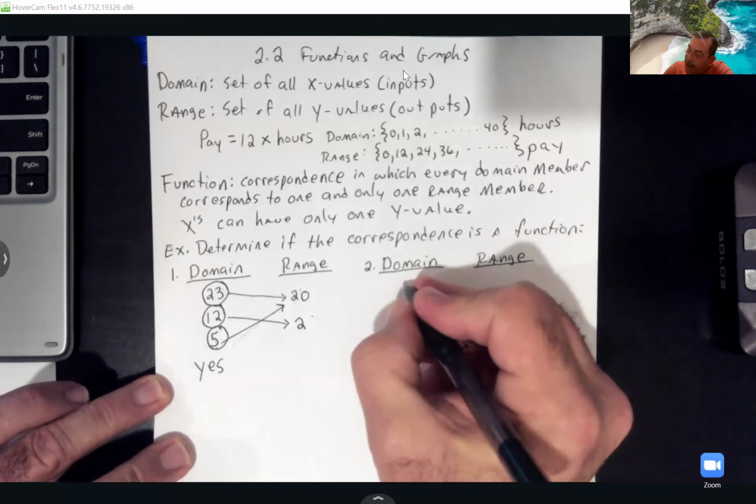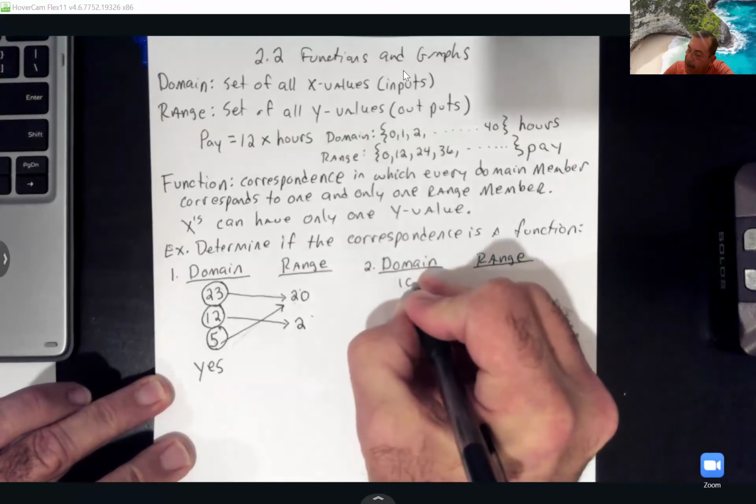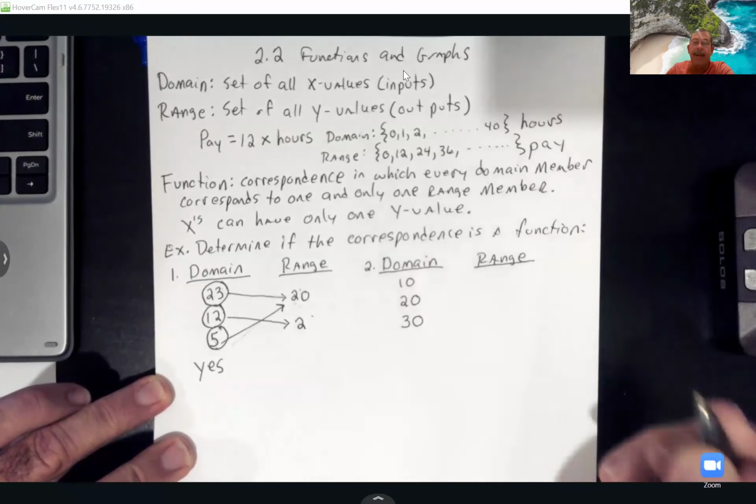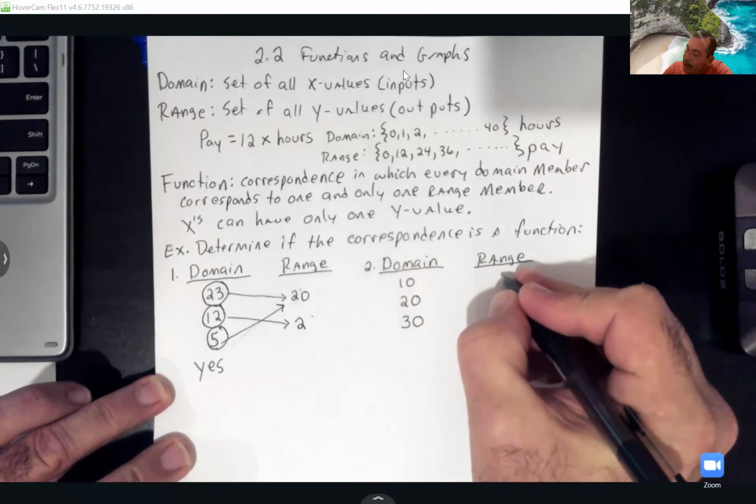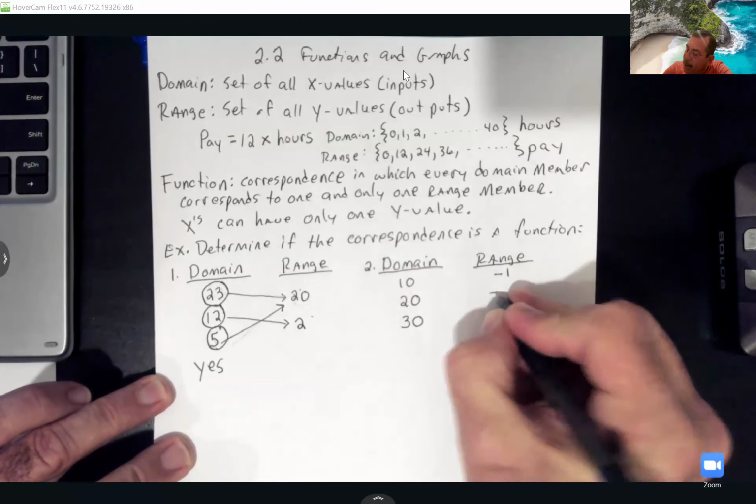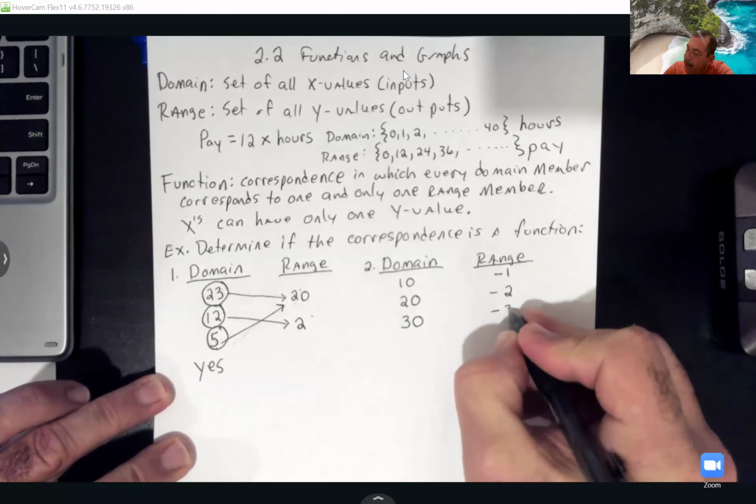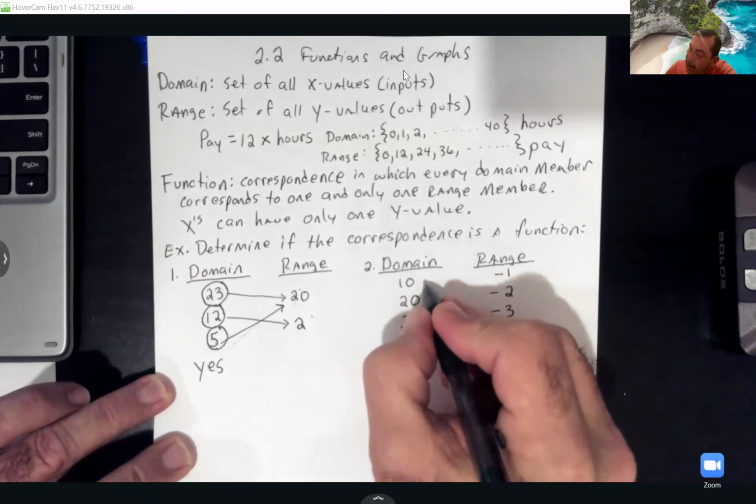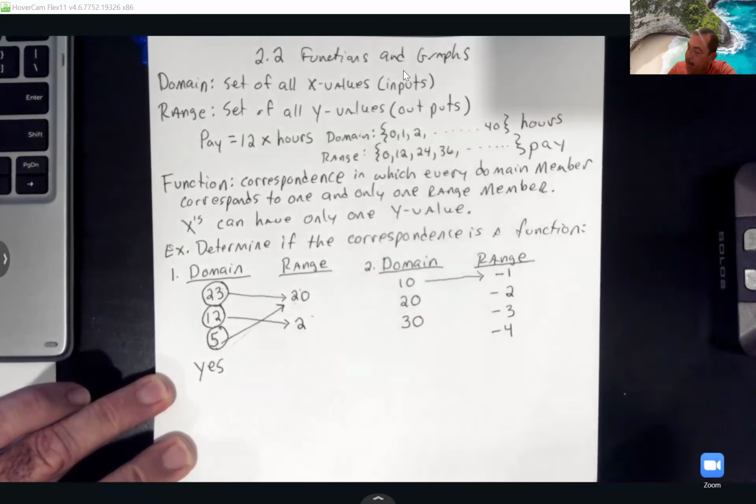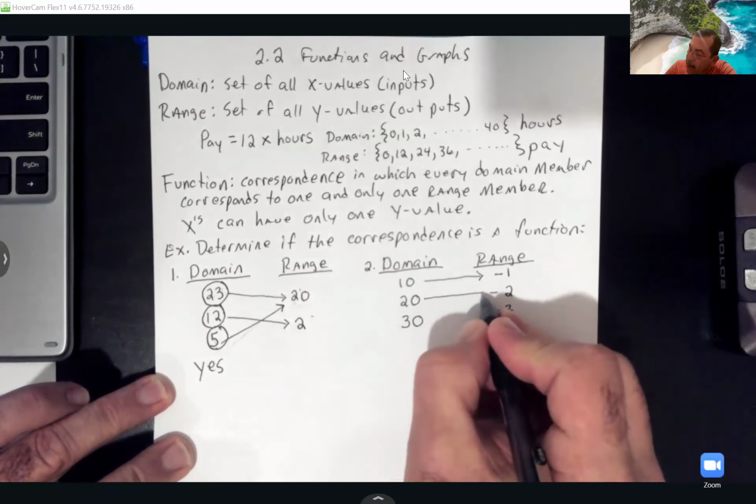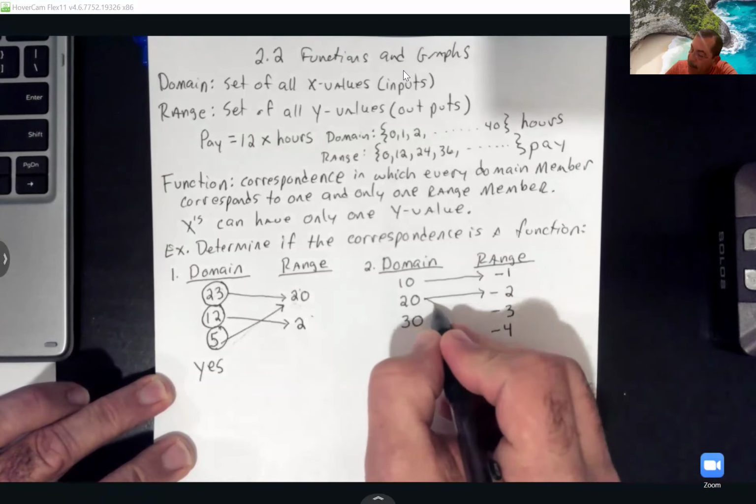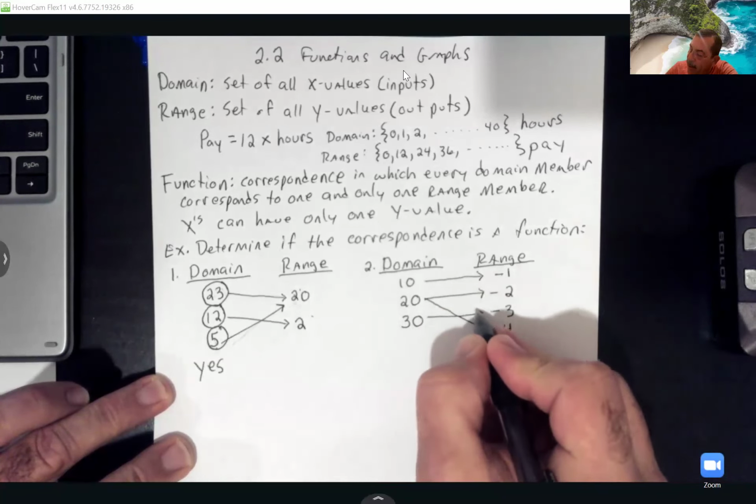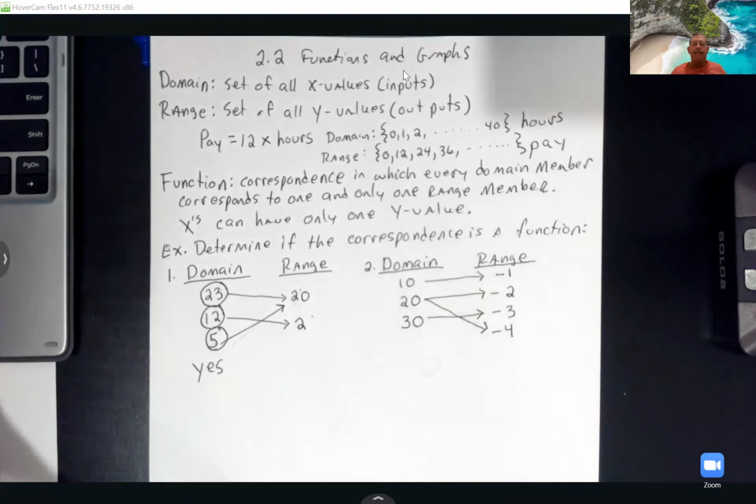All right, so let me see my numbers. I'm going to pick 10, 20, and 30. So my range will be -1, -2, -3, -4. All right, y'all. So the 10 points to -1. The 20 points to -2. And it points to -4. And then the 30 points to the -3.